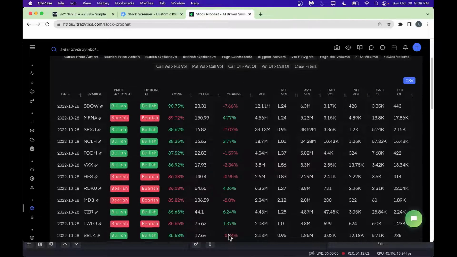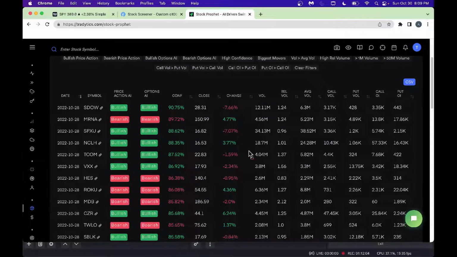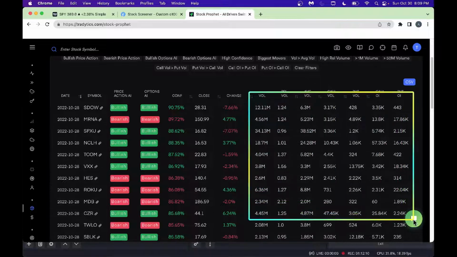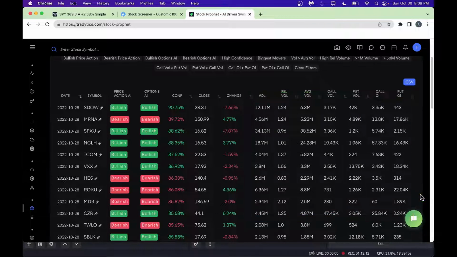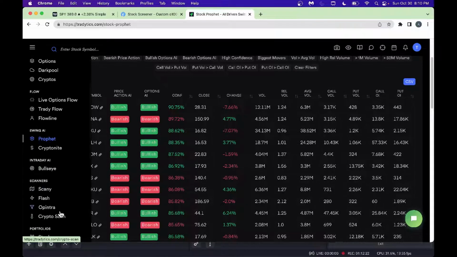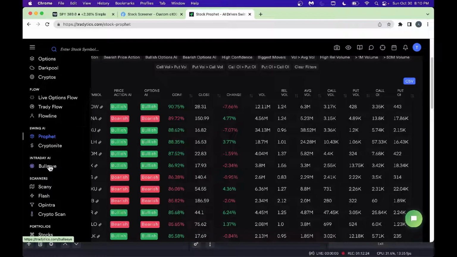They also tell you the volume itself, relative volume, and call volume, put volume, open interest, a lot of good details. And you could also download this into comma separated file and do some more analysis. That's about the profit here. And then you could look at crypto line. We'll skip that one here. And my favorite thing is the bull's eye here.